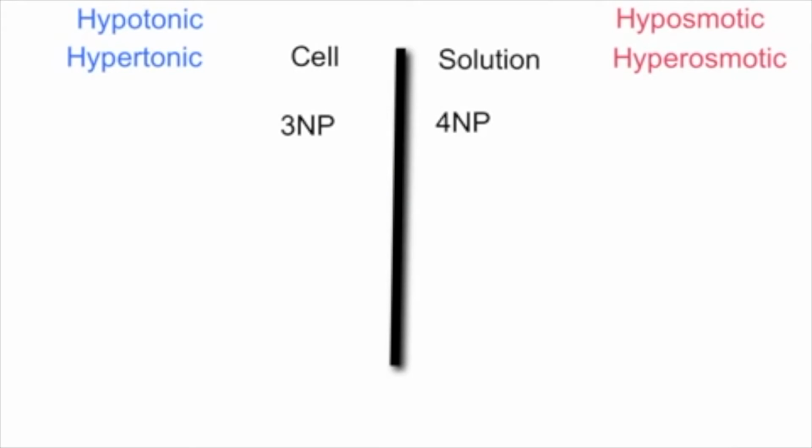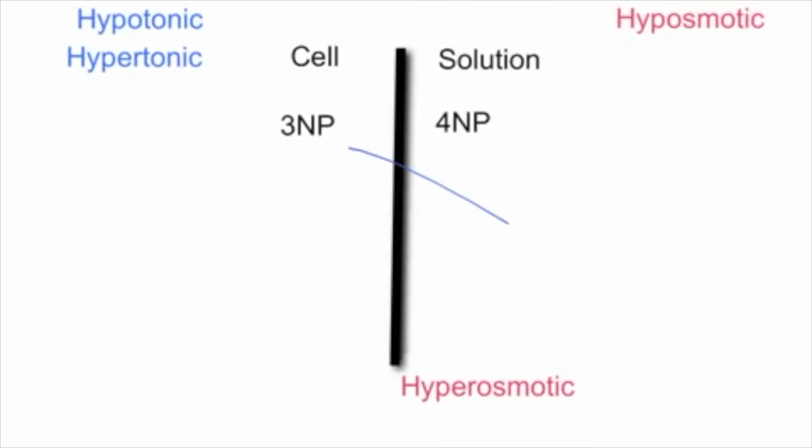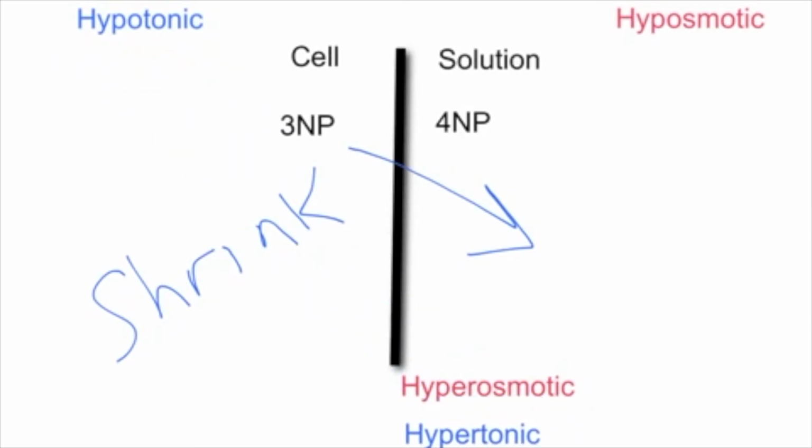For osmolarity in this example, we look at the solution to see how it has one more non-penetrating solute than the cell. So because it has more, we can conclude it is hyperosmotic. For tonicity, we look at the direction of water flow. Because there is a higher concentration in the solution, water would move from inside the cell into the solution, causing the cell to shrink, and for the solution to be hypertonic.